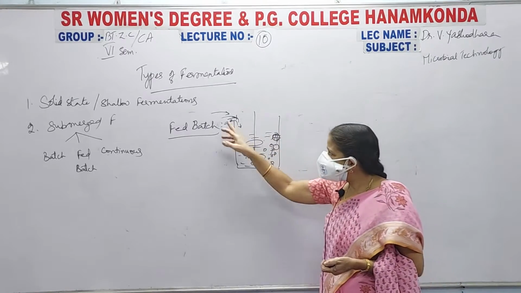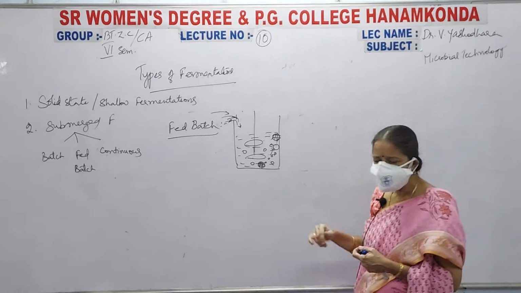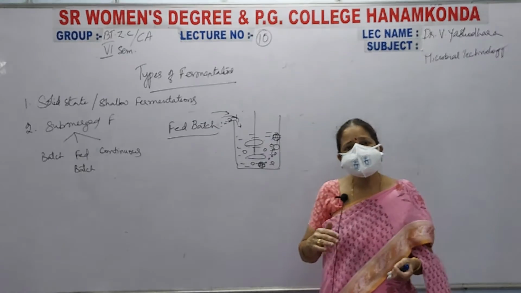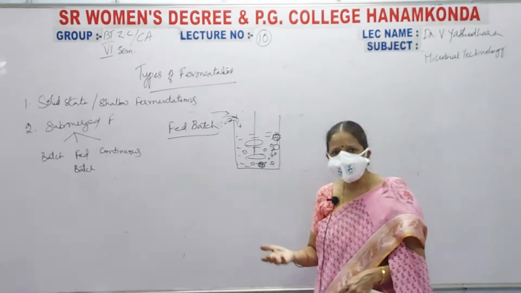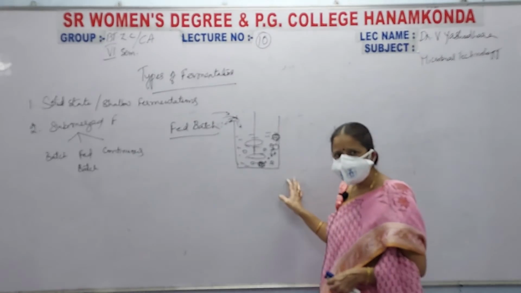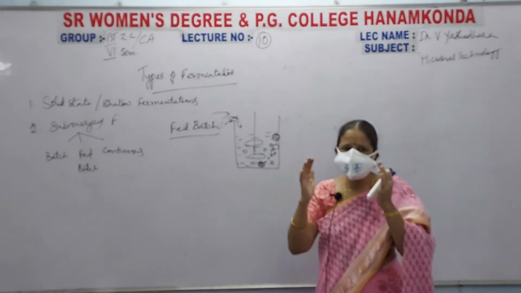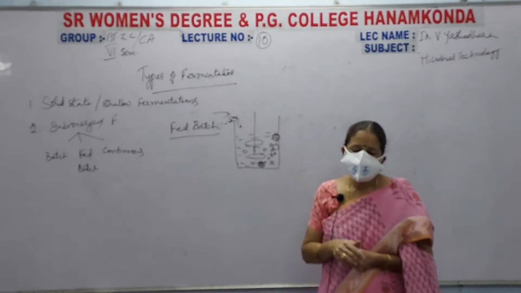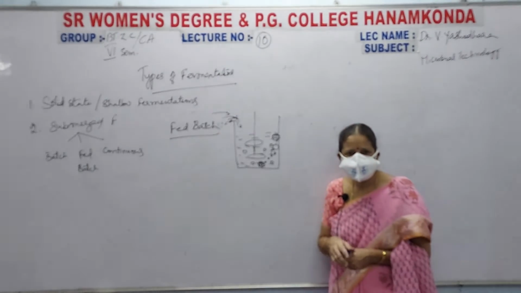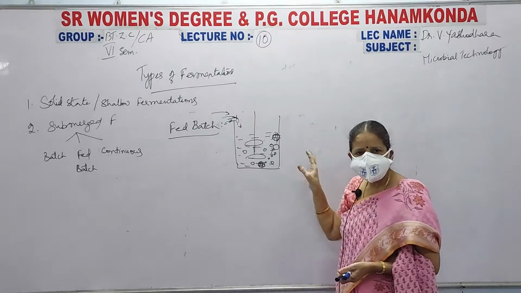Ante enti, when you are adding the nutrients you should be very careful that you have to sterilize it and add it. Once the medium in the culture vessel or fermenter is getting exhausted, ante adi ayipotunna time lo you have to add fresh, sterile medium into the culture vessel, so that the cells will start eating on that and they will start increasing in size. Then the lag phase continues to log phase by division and the number of cells increases. That means here the cell density increases compared to the batch culture.